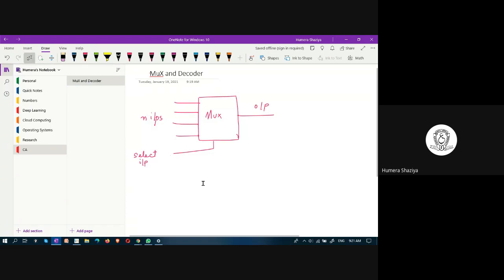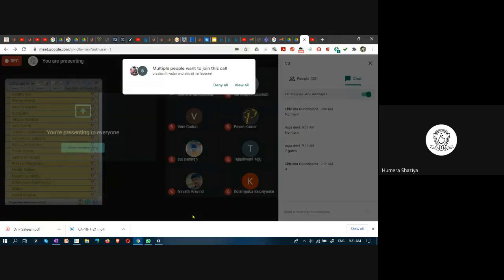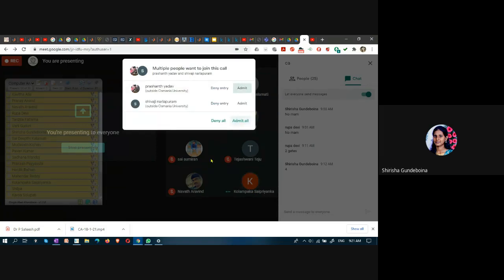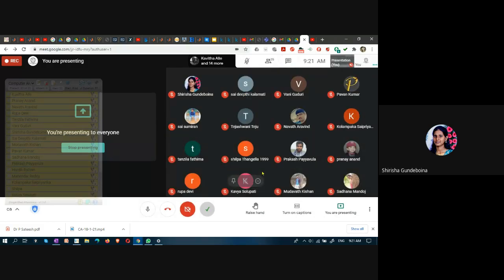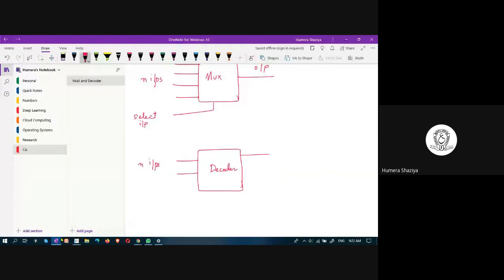Okay, now the decoder. What does a decoder do? It is also a circuit and it takes n inputs. If n is 2, how many outputs will the decoder produce? Can anyone tell me? 2 power n. 2 power n, very good. 2 power n means here n is 2. So what will be the value? 4. Yes, 4. So how many outputs do you get here? 4 outputs.